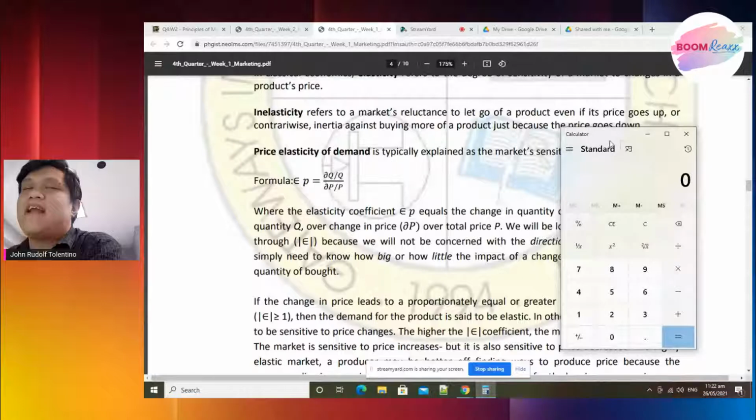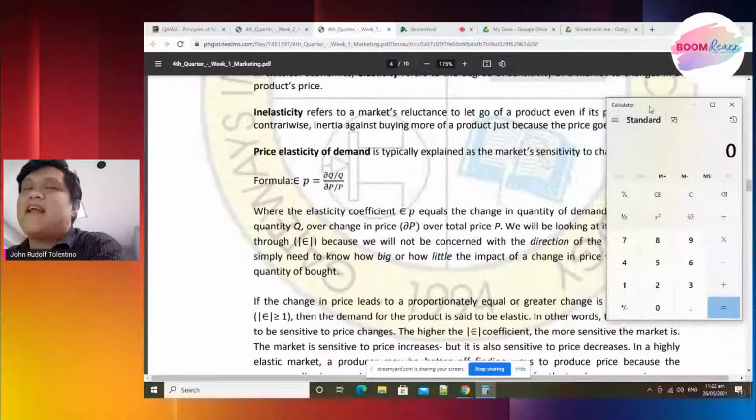Okay, so nakikita niyo sa screen ng calculator up on the side. I will give a given. Hindi ko na isusulat dito sa notes niyo kasi naka-PDF form siya. Nakikita niyo din sa calculator sa gilid. Magbibigay ako ng given.